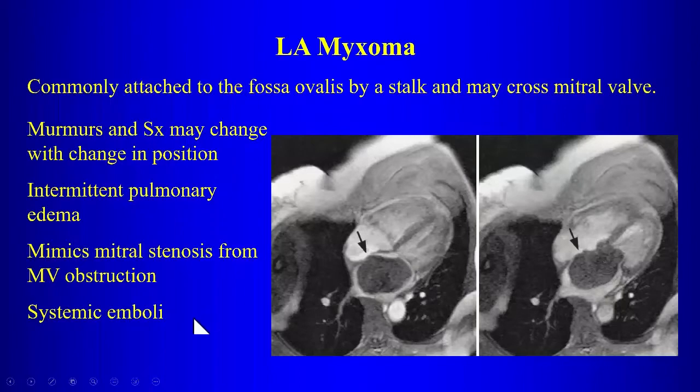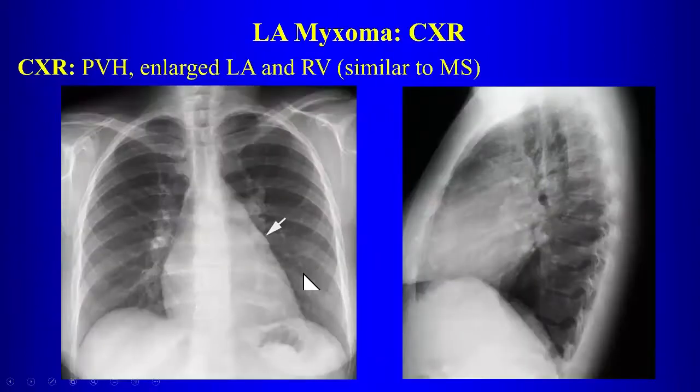So, as we said, commonly attached to the fossa ovalis, or the interatrial septum, and crosses the mitral valve. So, obstruction of the mitral valve can cause pulmonary venous hypertension, intermittent pulmonary edema, and then systemic emboli. This can mimic mitral stenosis because of the obstruction of the mitral valve. So, on the plain film, in most cases, when you have pulmonary venous hypertension and some enlargement of the left atrium, most of those cases are going to be rheumatic heart disease causing mitral stenosis. But the other thing in that differential, the other 1%, can be left atrial myxoma. So left atrial myxoma from obstruction of the mitral valve can mimic mitral stenosis clinically and radiographically.